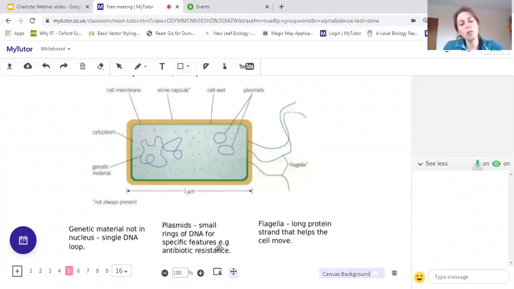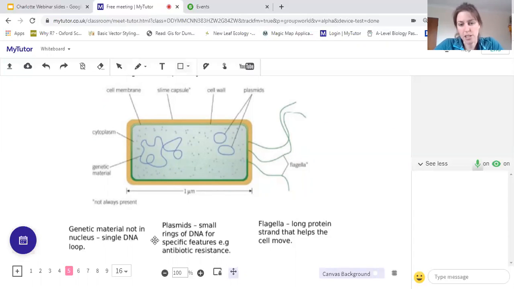They can also have small rings of DNA called plasmids. They contain DNA for very specific features. So for example, we talked a lot about antibiotic resistance last week in the context of treating disease, and we talked about how bacteria can become resistant to antibiotics, and quite often the genes for that are held on these plasmids.